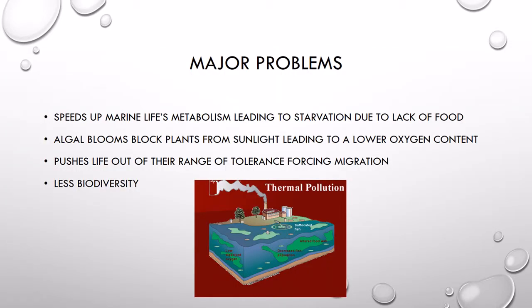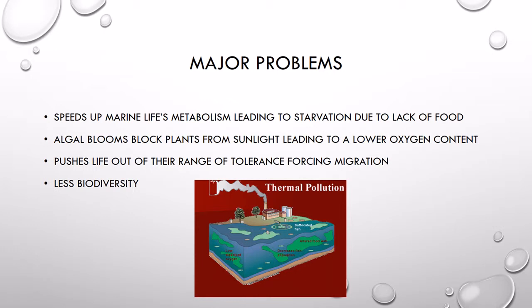So, some major problems from thermal pollution: rapidly changing water temperatures affect marine life in many ways. The metabolism of marine life changes slowly with the seasons. The metabolism gets faster in the summer and slows down in the winter. The heated water artificially forces the metabolism to get faster, which causes the marine life to die due to lack of food.